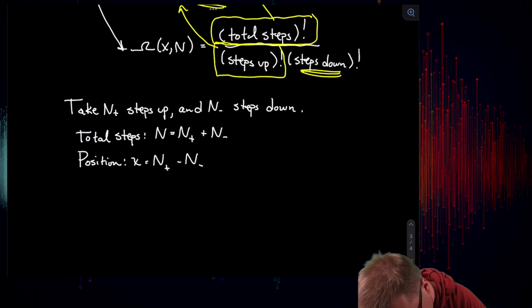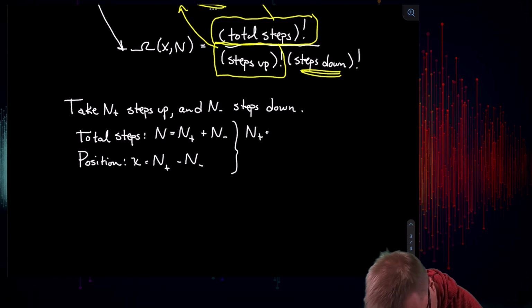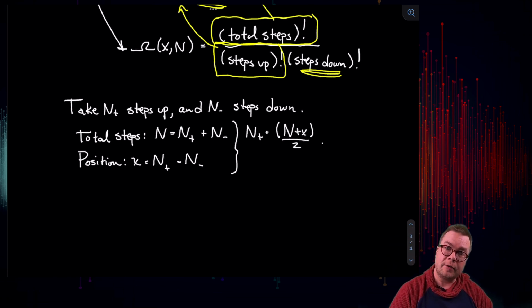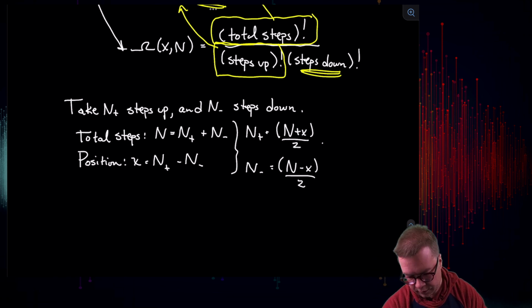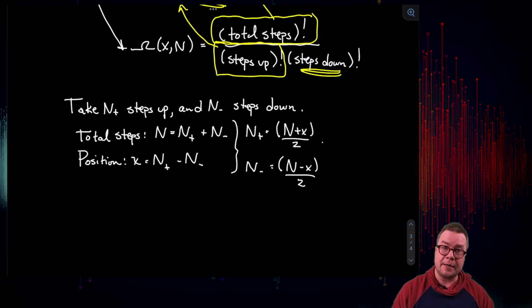Okay, so all this means is that the number of steps in the positive direction is equal to (n plus x) divided by 2. And the number of steps in the negative direction will be (n minus x) over 2. All right. And remember, the magnitude of each step that we're taking is going to be plus or minus 1.